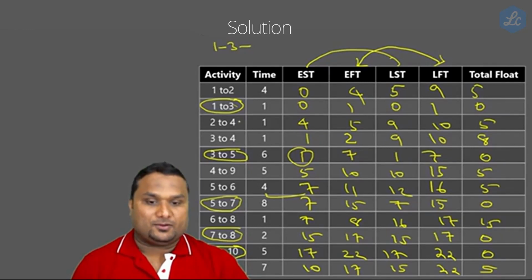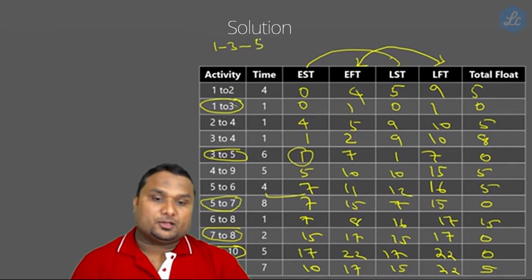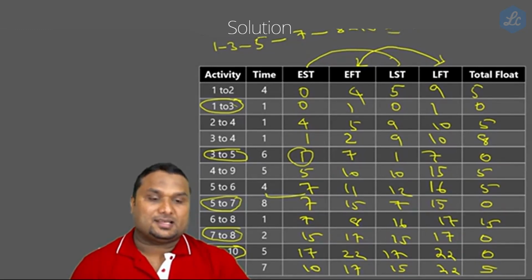You can have a look. We already found out the critical path from the beginning itself. So 1 to 3, 3 to 5, 5 to 7, 7 to 8, 8 to 10. Check, is that our critical path? Exactly. This is our critical path.